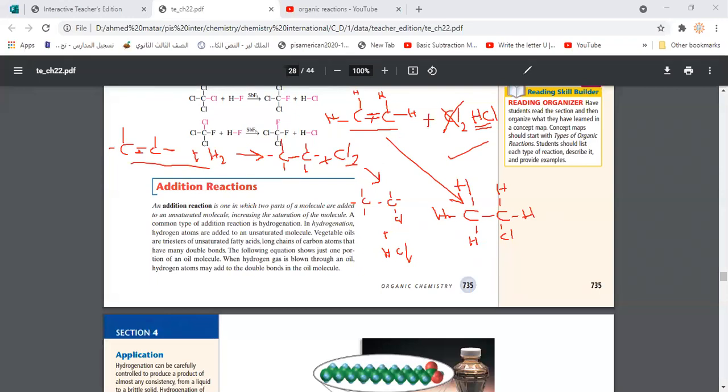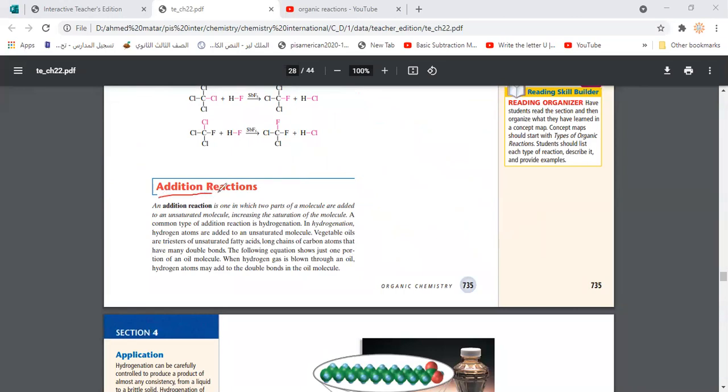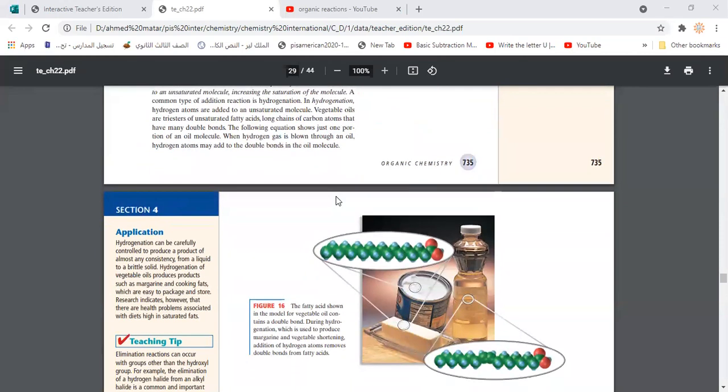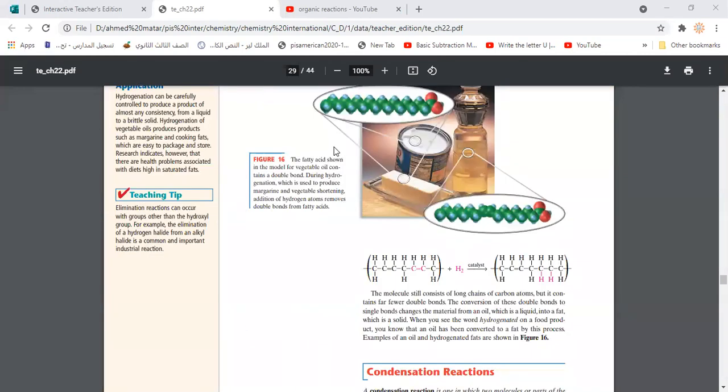Yes, miss. Okay, so like this, we know what the addition reaction is. Actually, addition reaction is one of the most common reactions in a lot of industries that we find every day. For example, most oils are unsaturated, which means they contain a lot of double or triple bonds between their carbons. So we make a kind of addition reaction which we call the hydrogenation reaction, meaning adding hydrogen.